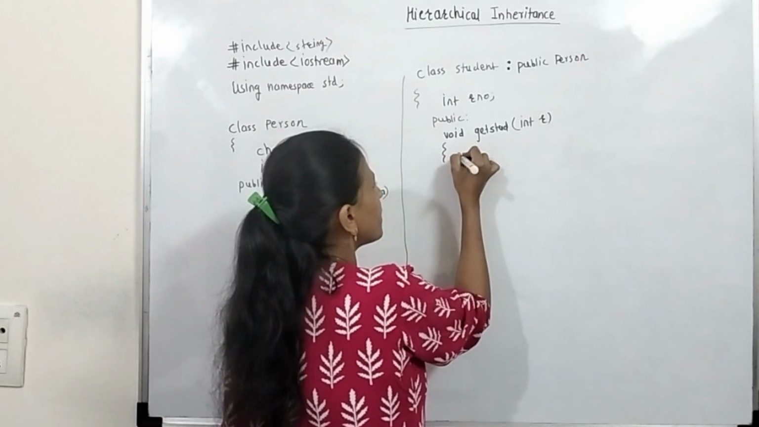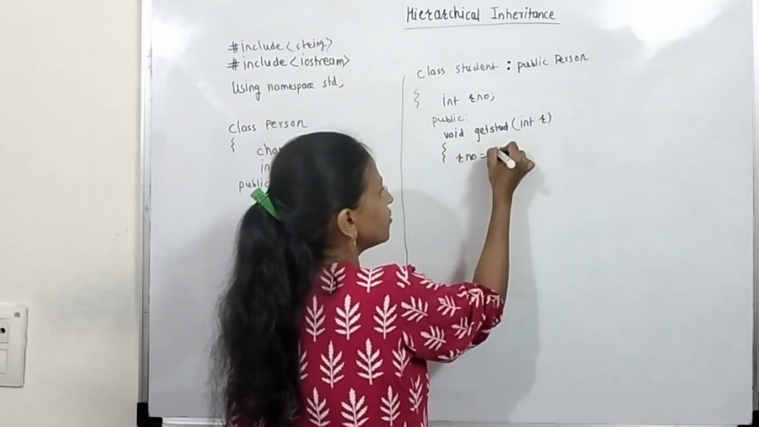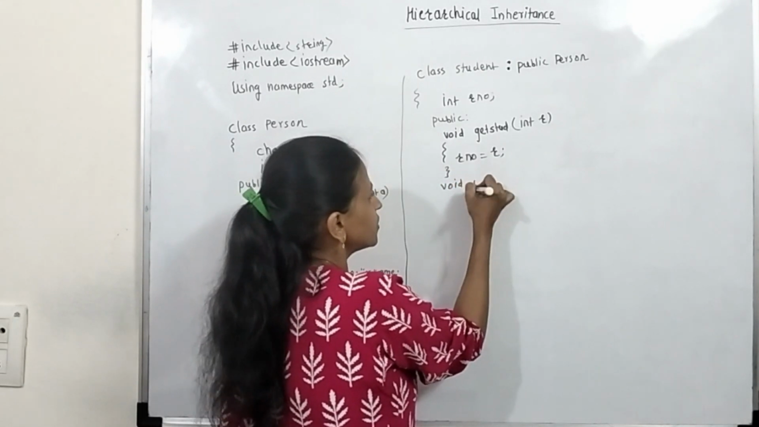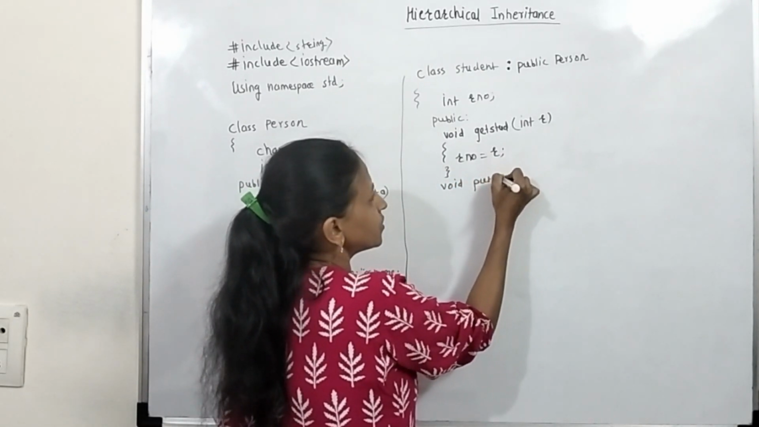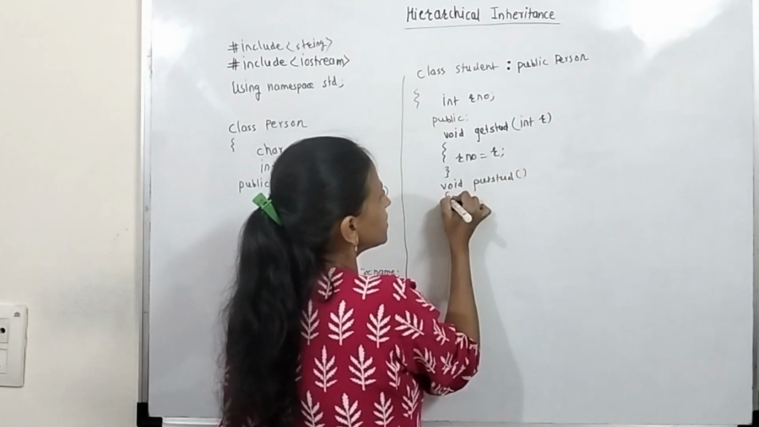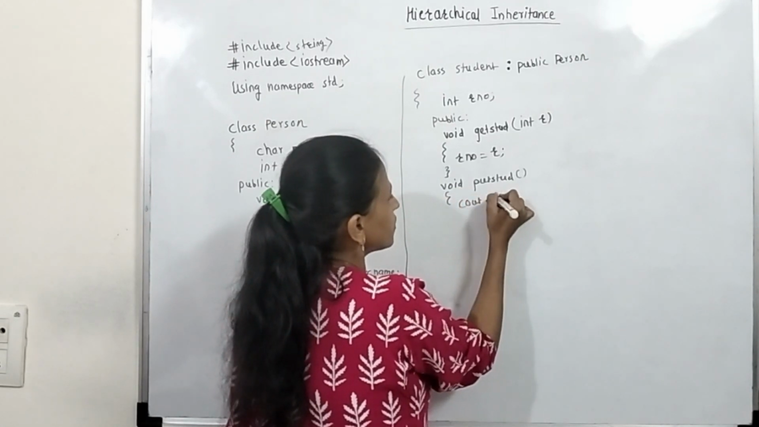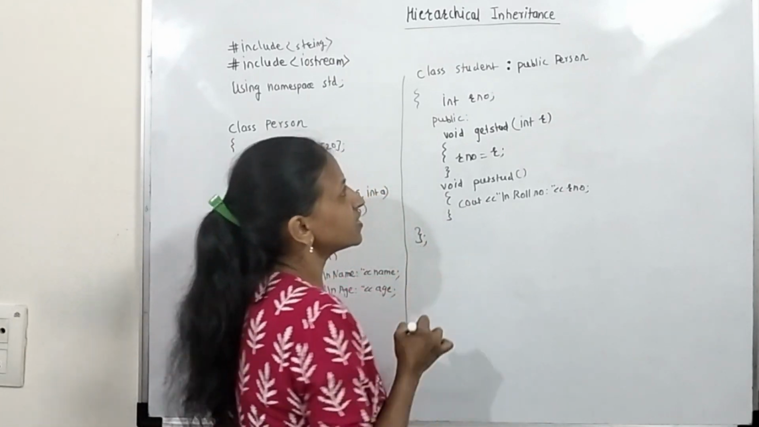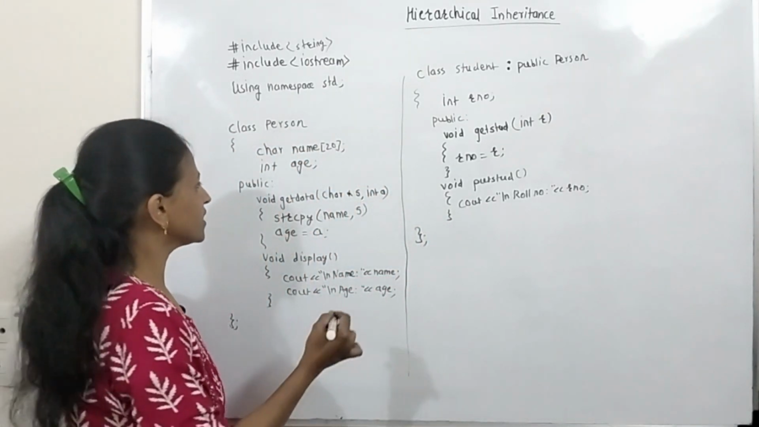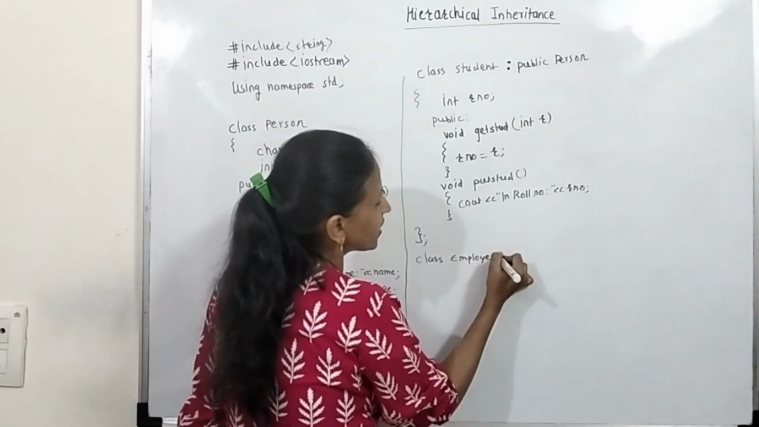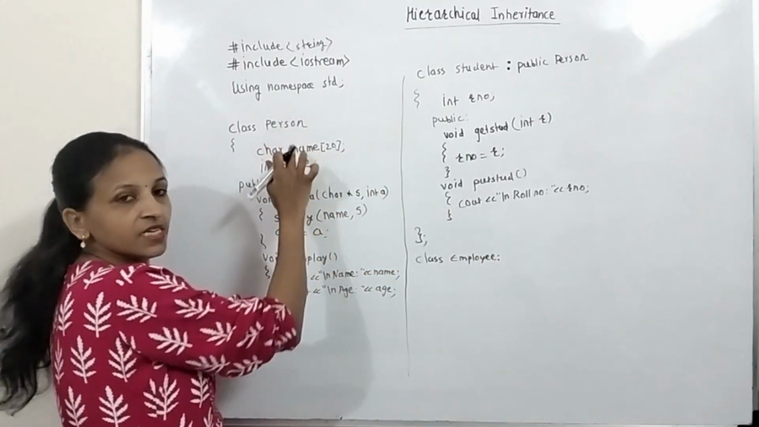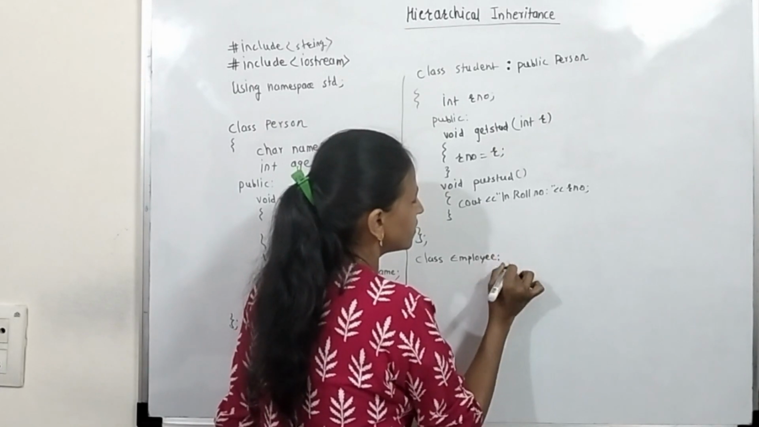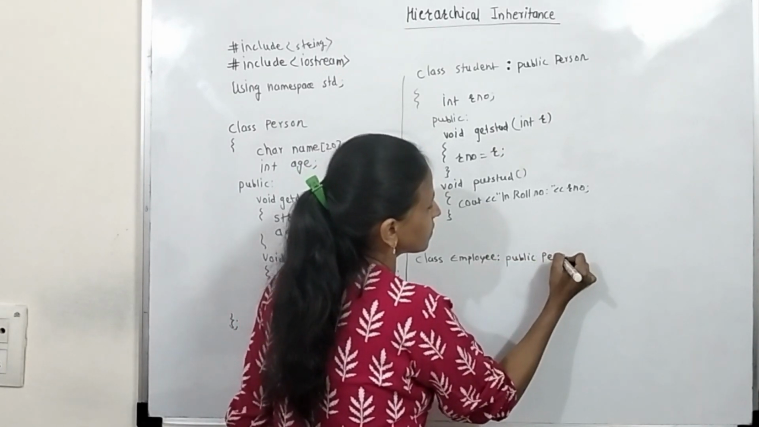And now whatever passed r, we have to copy inside roll number data member, and in the same way we will write put stud. Okay, and just display that roll number. This is just a student class. Okay, in the same way we have to create employee class, that again we have to derive using person as a base. That's why we will write again here public person.